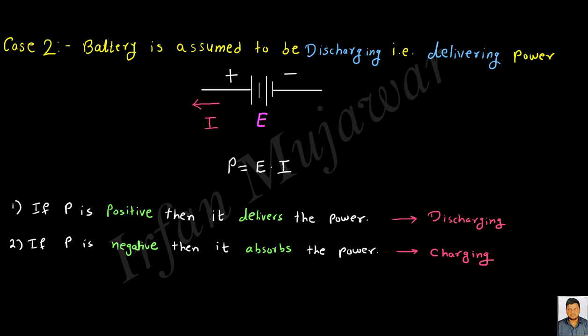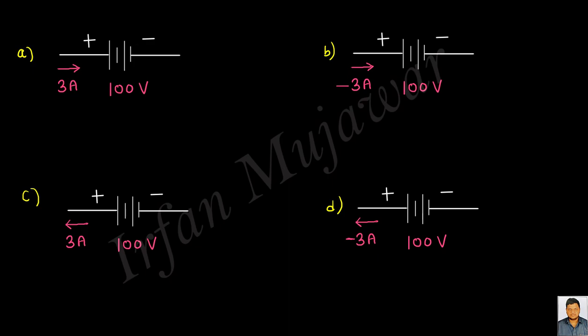Now let us understand this with a few cases. Four cases I have shown here. In each case we will determine how much is the power and whether the battery is absorbing or delivering the power. Now in the first case, as you can see, the direction of this particular arrow is flowing into the positive terminal, that is, the battery is assumed to be charging, that is, it is absorbing the power, and the magnitude of current is also positive, meaning that the product of voltage and current will be positive.